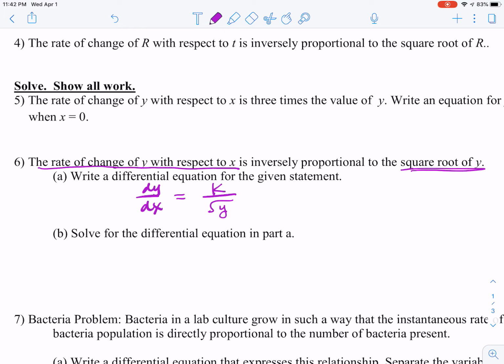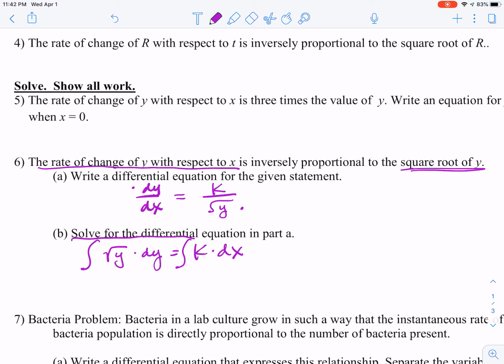So what you want to do is make sure that you get, by the y, anything that has a y. So if I cross multiply, I end up with the square root of y times dy, and then I would get k times dx. Now when you're trying to find the equation or solve the differential equation, that means you want to integrate. So I'm going to take both sides and integrate. So I put an integral and an integral.